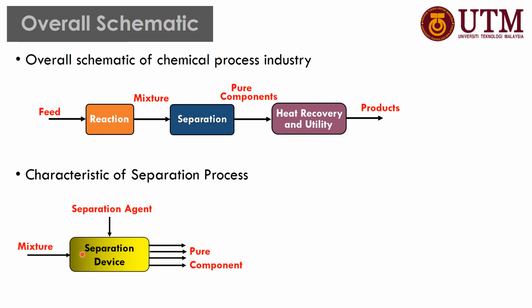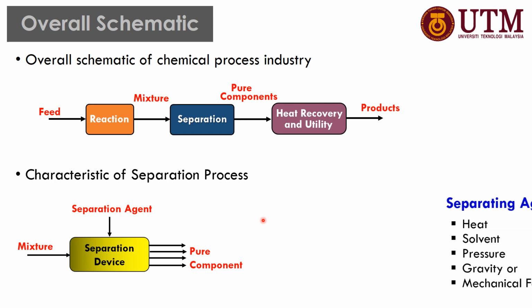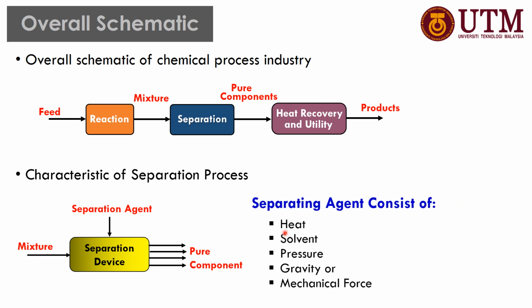And like I have mentioned before, depending on the number of compounds in the mixture, we may need more than one separation method in order to separate all the components appearing in the mixture. And these are some examples of the separating agent, which consist of heat. We can use heat to separate compounds in a mixture. We can use solvent. We can apply pressure. We can perform pressure change. We can use gravity, for example. We can also use mechanical force, for example.